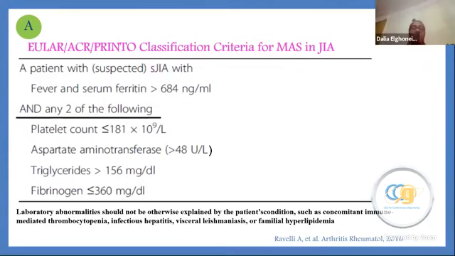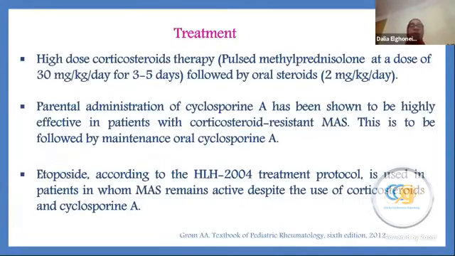So what about treatment? This is a life-threatening situation, and we have to give high-dose corticosteroids, pulsed methylprednisolone, aiming to control the cytokine storm as well as the disease activity. If it is controlled, we can give oral steroids. In some moderate cases, we can start with dexamethasone. Parenteral administration of cyclosporin A is very effective, causing very rapid improvement within 12 to 24 hours from initiation, and then is followed by maintenance oral cyclosporin A. Cyclosporin should be gradually tapered off and not suddenly withdrawn because it can result in relapse.